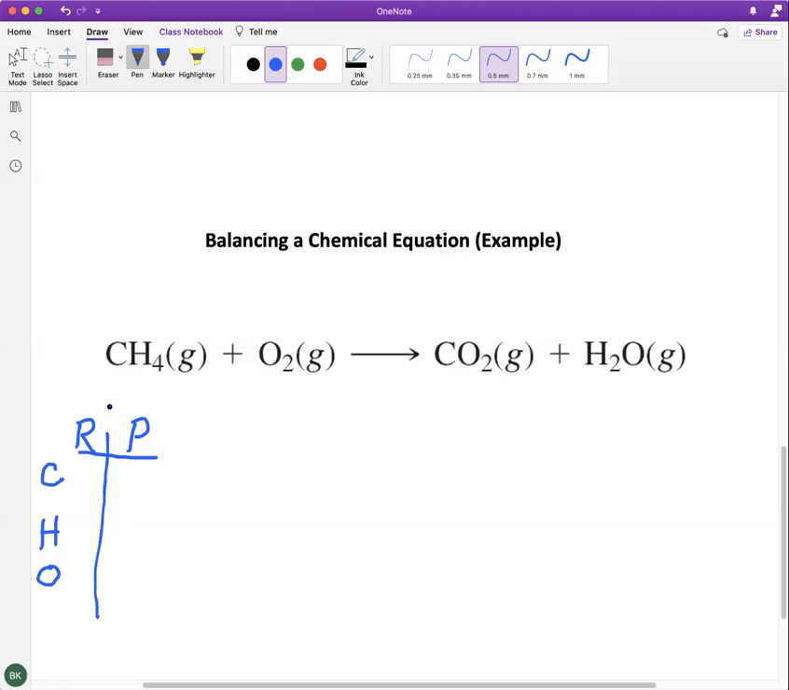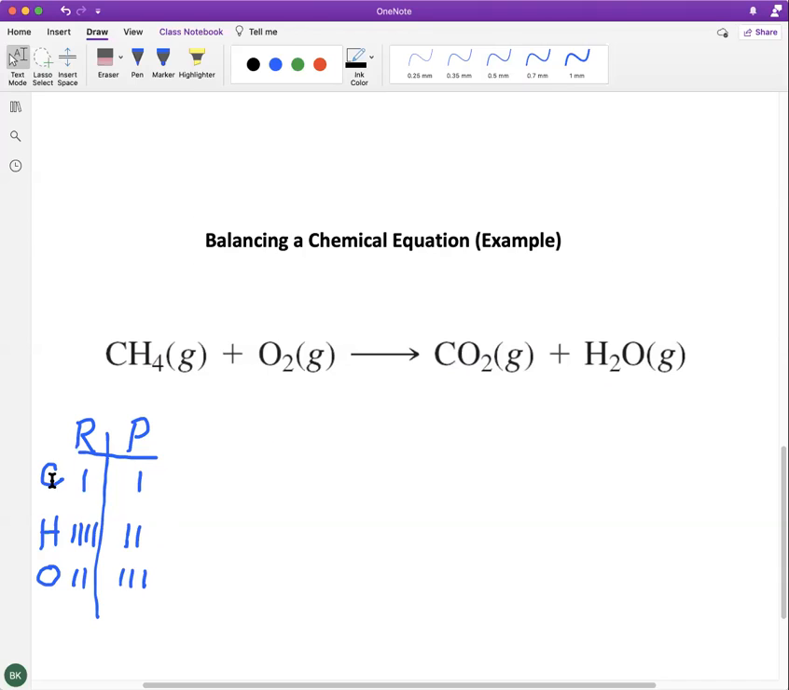So on the reactant side, I see I have one carbon atom. And I have 4 hydrogens. Okay, and oxygens, I have 2. On the product side, I have 1 carbon atom. I have 2 hydrogen atoms. And then I've got to be careful with the oxygen because it's in 2 different places. So I've got to add up all the atoms. So I have 2 from the CO2, 1, 2, and then I have 1 from the water. All right, so that's just a way of keeping track of how many atoms I have on both sides of the equation.